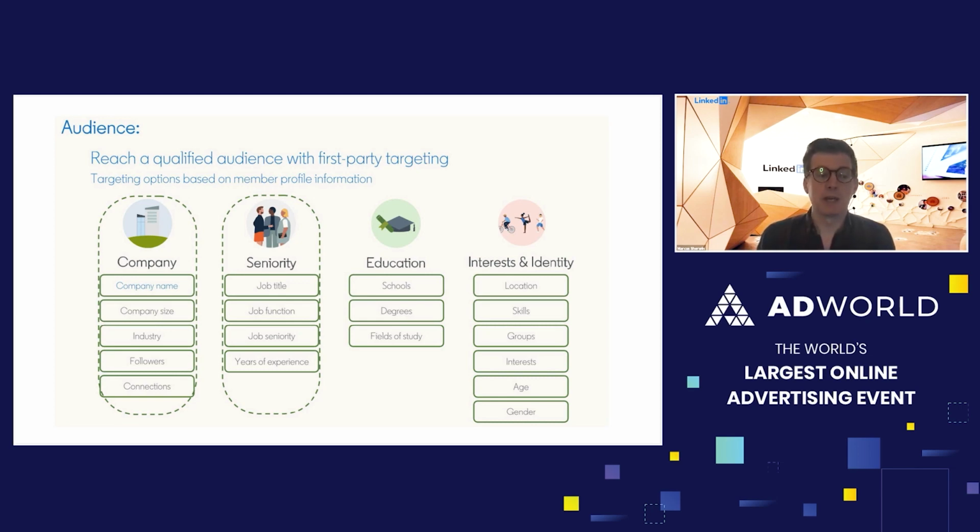The next can be interests and identity. So this can be location. Is there a particular market that you're interested in targeting people for your service? What skills, what groups they're a part of, what interests, age, and gender as well. So this just gives you a bit of an overview of the capability of first-party targeting on LinkedIn and how you can target those users or your potential buyer persona that way.